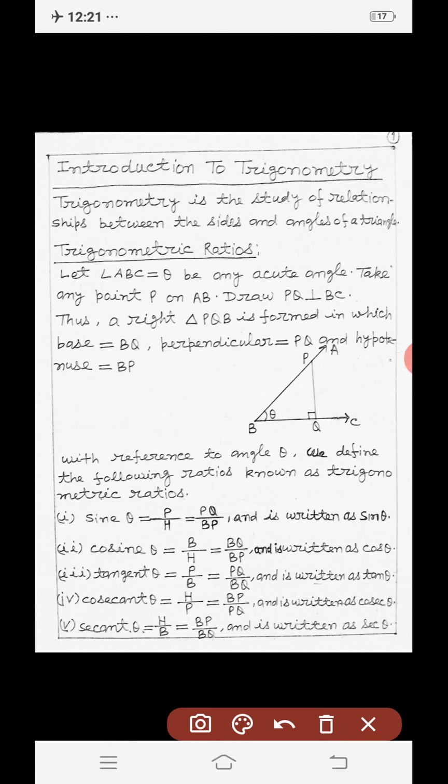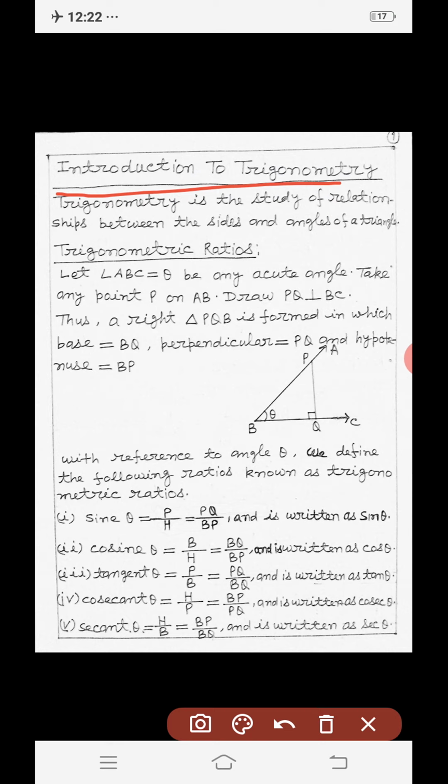Today I am going to start the chapter Introduction to Trigonometry. Dear students, the word trigonometry is derived from the Greek words tri, meaning three, gon, meaning sides, and metron, meaning measure. In fact, trigonometry is the study of relationships between the sides and angles of a triangle.